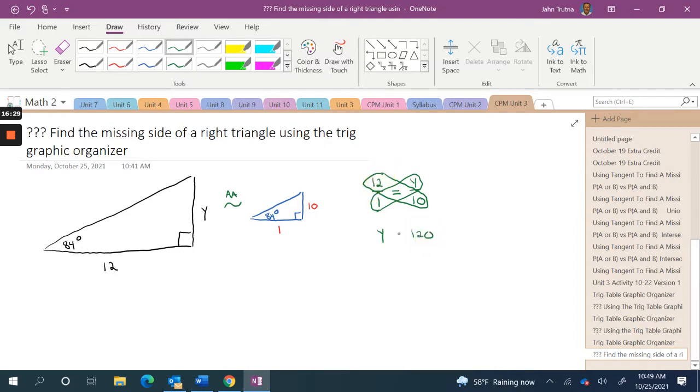120. The results of when you cross multiply are equal. Bada bing, bada boom, as they say in Brooklyn, I just found the answer. Y is equal to 120 in this problem. Okay? There we go. We just did our very first problem where we had to use the trig graphic organizer. You guys are never going to forget that. Like, this is like awesome.